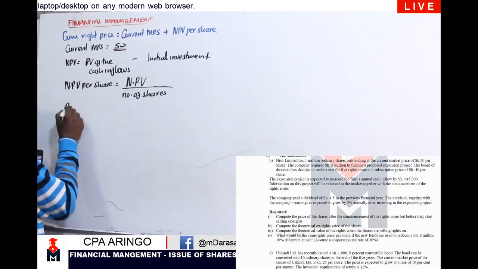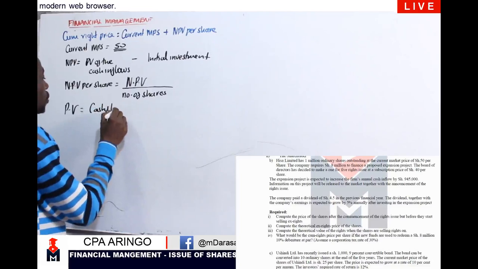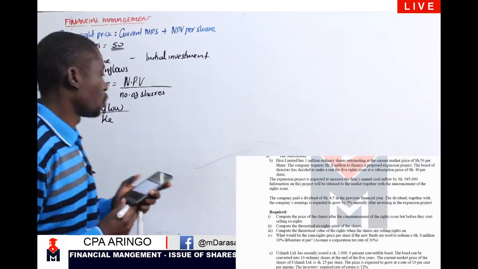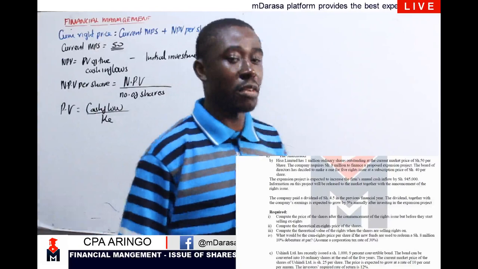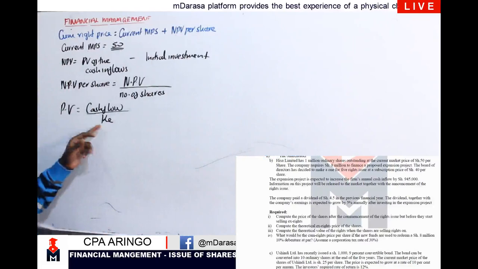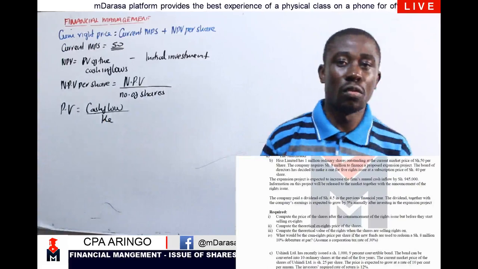Where we normally tend to talk of our cash flow, we are going to divide by our cost of equity. Cash flow, we divide by our cost of equity. The cash flow we are given, yes, is 945,000. And therefore, at this point, my good students, we should be able to determine our cost of equity, because recall, the examiner didn't give us our cost of equity.